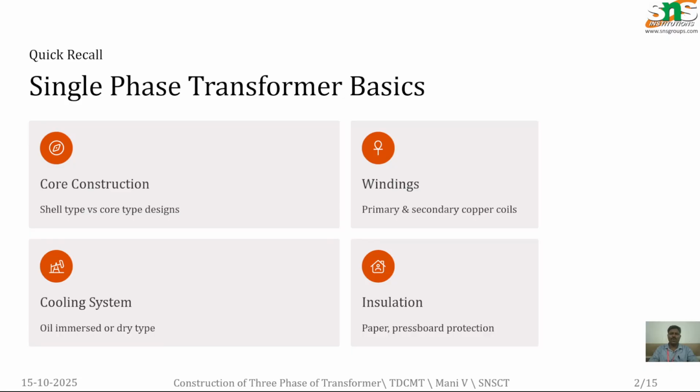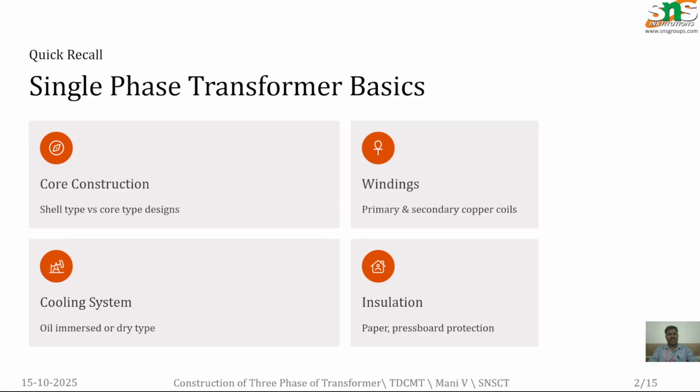There are two types of core: one is the core type, another one is the shell type transformer. Whether we choose core type or shell type is based on the voltage rating. And for the winding, there are two types: primary and secondary. Both are made of either aluminum or copper. Mainly we prepare them with copper because the power loss is very minimum.